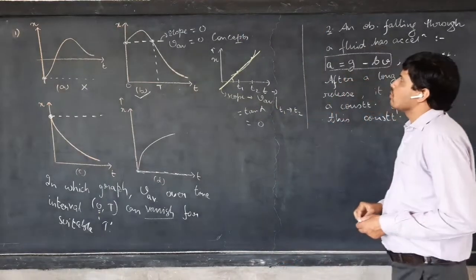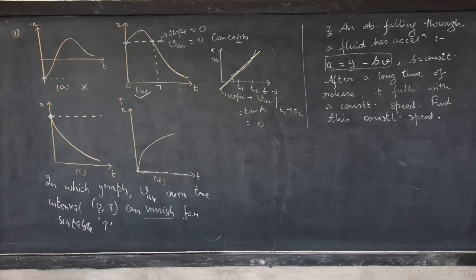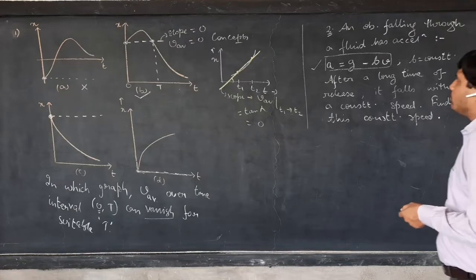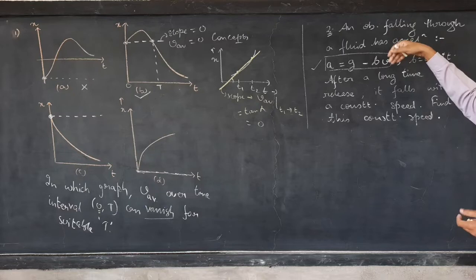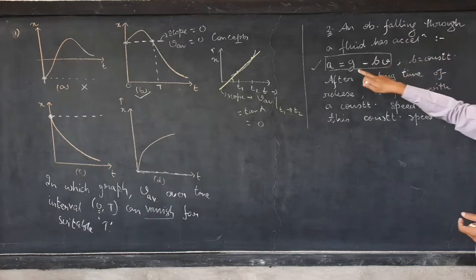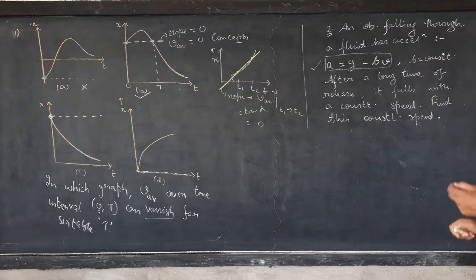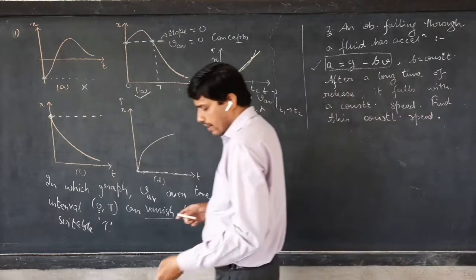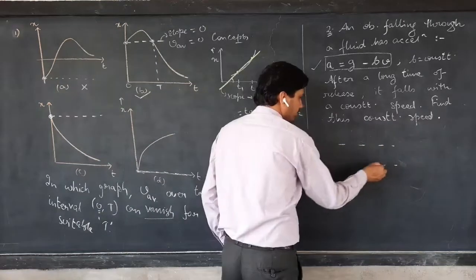Let us now try to solve question number 2. This question reads, an object falling through a fluid has acceleration given by this equation: a equals g minus bv, where v is the speed of the object which is moving in the fluid, g is acceleration due to gravity, and b is some constant. It says that after a long time of release, it falls with a constant speed. Find the value of this constant speed. Basically, what is given is, suppose there is some fluid.